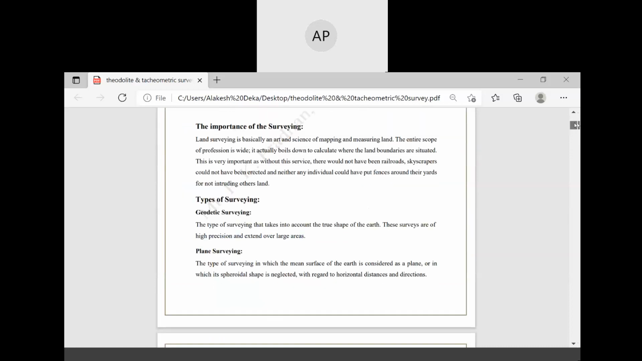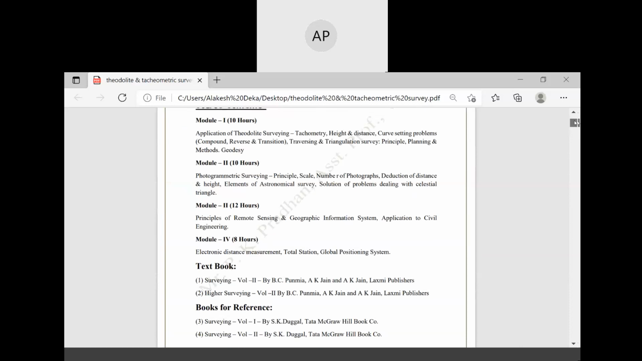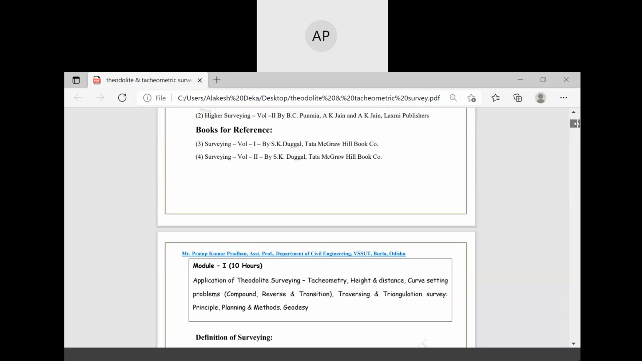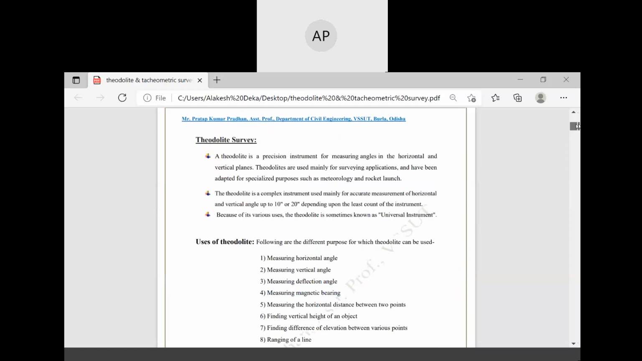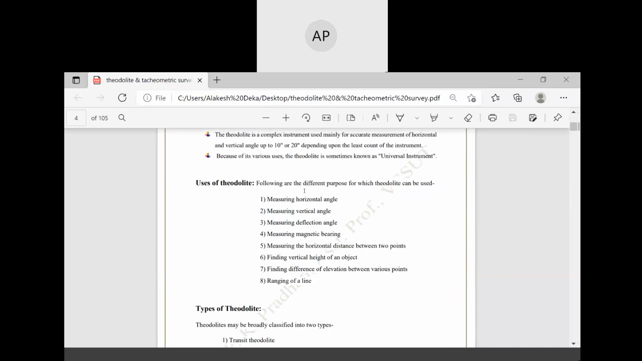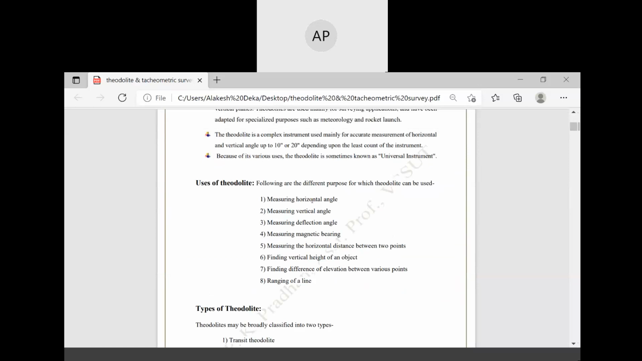So the last part of theodolite, I think we discussed in the last class, isn't it? These are the uses of theodolite. Following are the different purposes of using theodolite: for measuring horizontal angle, measuring vertical angle, deflection angle, magnetic bearing, and measuring the horizontal distance between the 2 points, finding vertical height of an object.